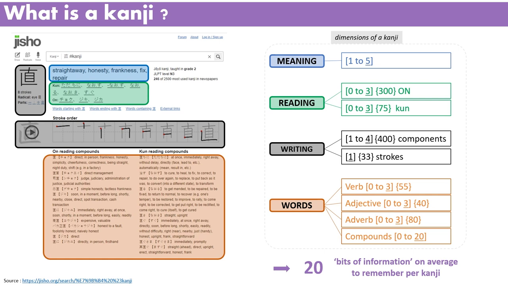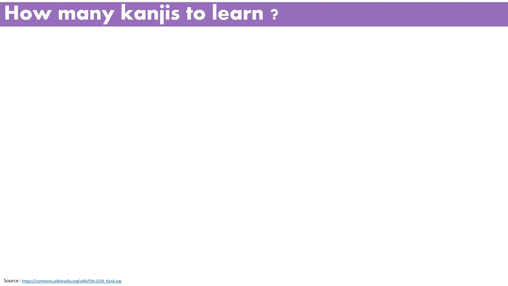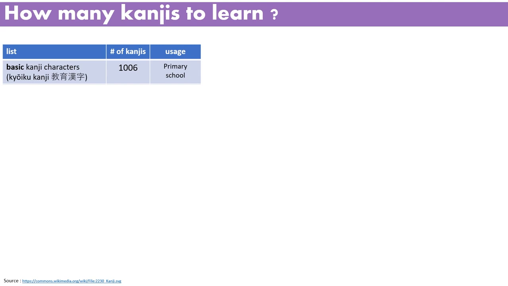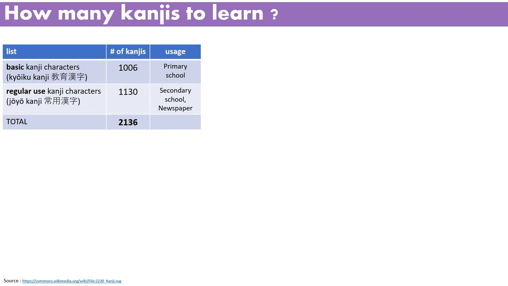The Japanese Ministry of Education publishes and maintains various lists of kanjis to learn. First, a list of 1,000 kanjis that Japanese students should learn during elementary school, from first grade to the sixth grade. Then, an additional list of, again, 1,000 kanji taught in secondary school, grade 7 to grade 12. Combined, those 2,136 kanjis are the famous Jōyō kanjis.